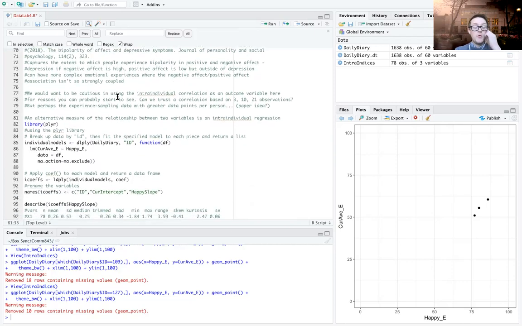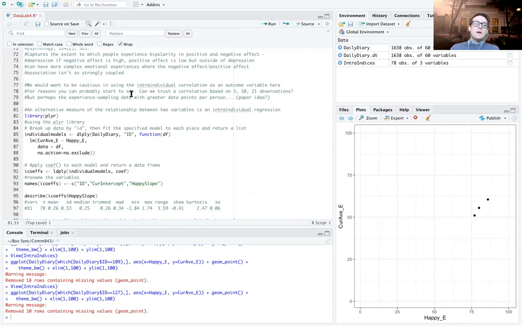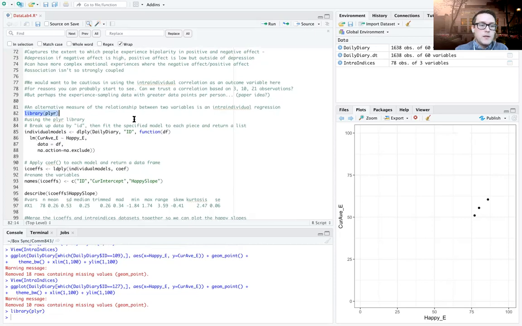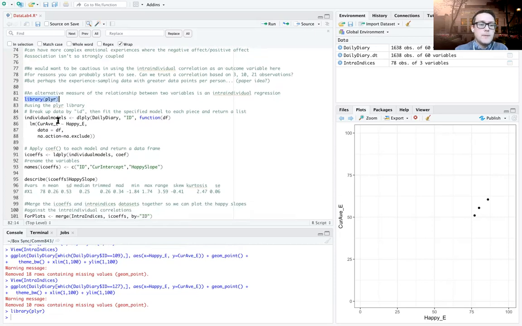Okay, before we go into that, the alternative measure you could use, and it's one that you're used to applying in the between-person context, but now we're going to the within-person context, is an intra-individual regression. So again, another way of indicating how one variable moves along with another. We're going to use this function from the plyr library. So again, you might have to install that.